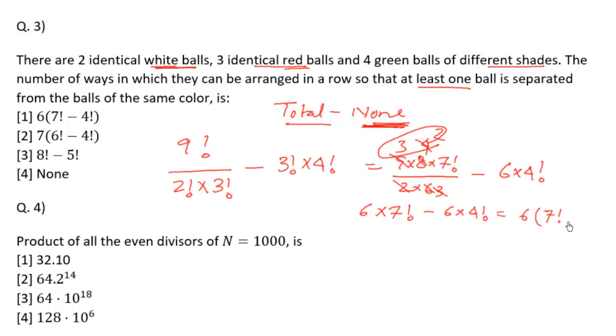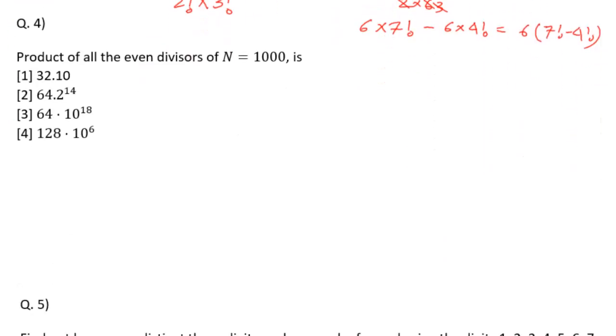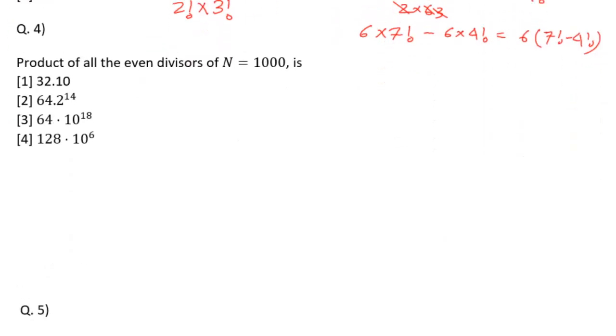So here it would be 7 factorial minus 4 factorial, which comes out to be option number 1. Right? Now let's take the fourth question. So the fourth question is a simple question. Here it says that we have to take the product of all even divisors of this.